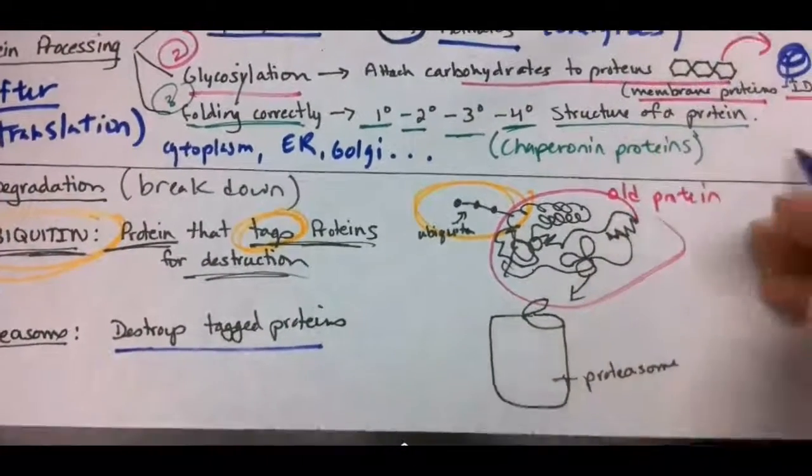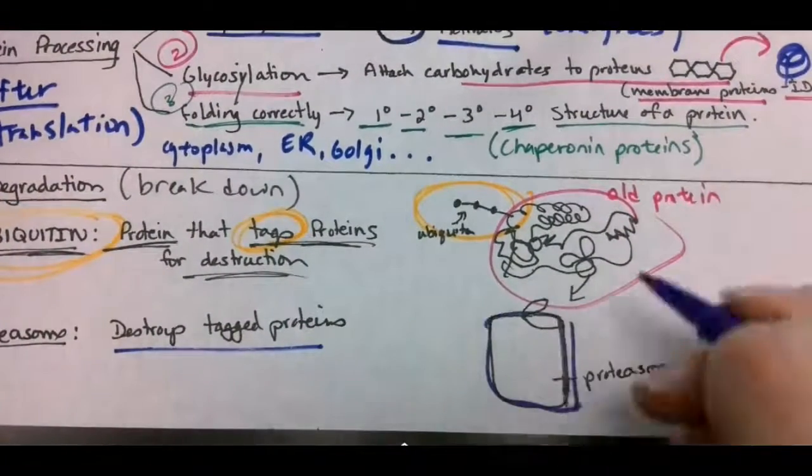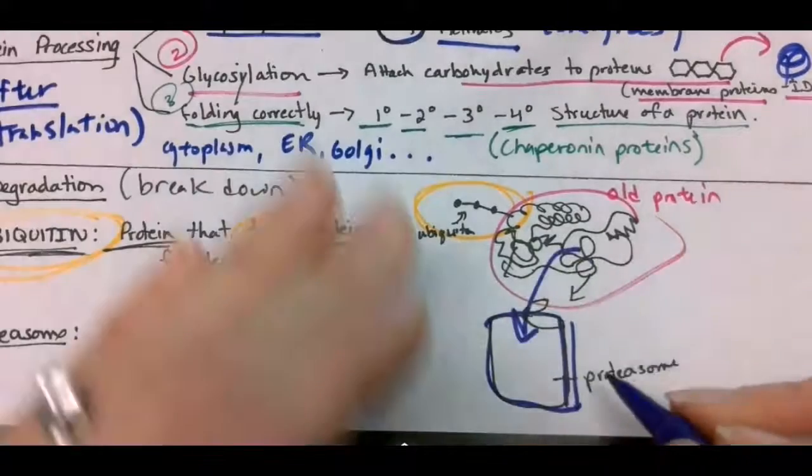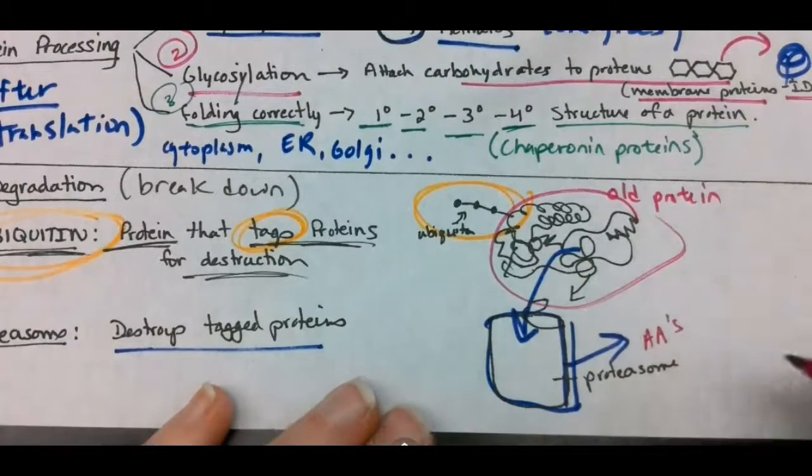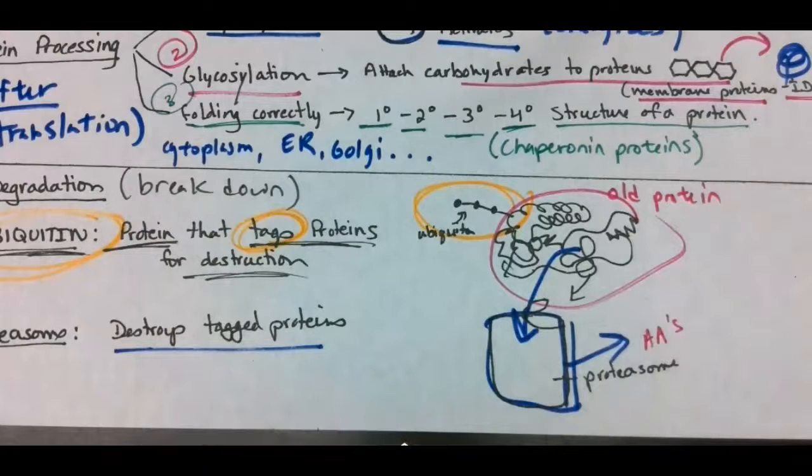So here's the proteasome right here. It's kind of like a trash can, and this old protein goes in and is broken down, and amino acids are released. They can be recycled to make new proteins. So these are all the ways we can regulate protein production, protein processing, and protein degradation in our cells, in eukaryotic cells. I will produce another video on prokaryotic gene regulation.